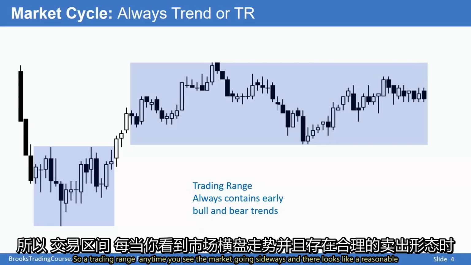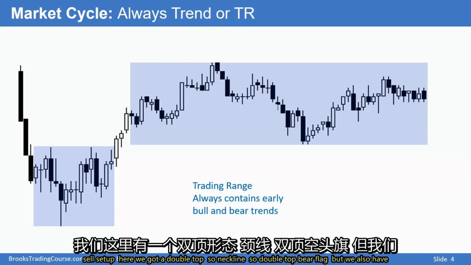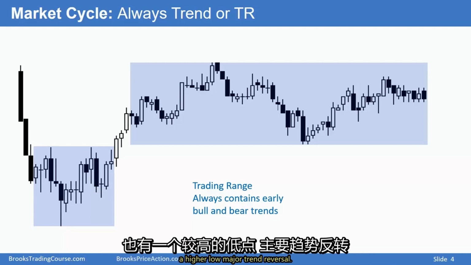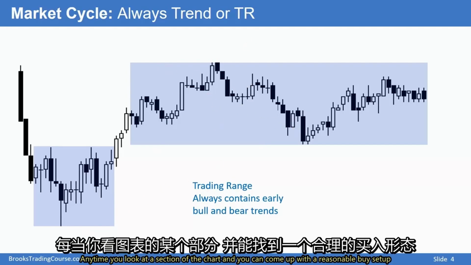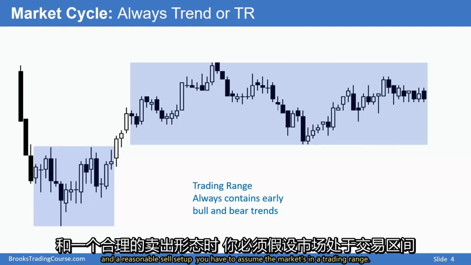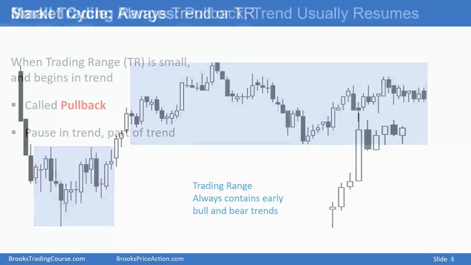So a trading range, anytime you see the market going sideways and there looks like a reasonable sell setup, here we got a double top, so neckline, so double top bear flag. But we also have a higher low major trend reversal. Here we have a head and shoulders top, but we also have a wedge bull flag and a 50% pullback. Anytime you look at a section of the chart and you can come up with a reasonable buy setup and a reasonable sell setup, you have to assume the market's in a trading range.